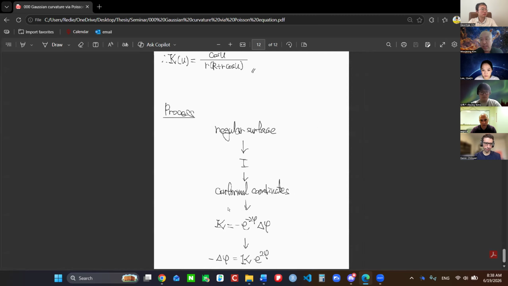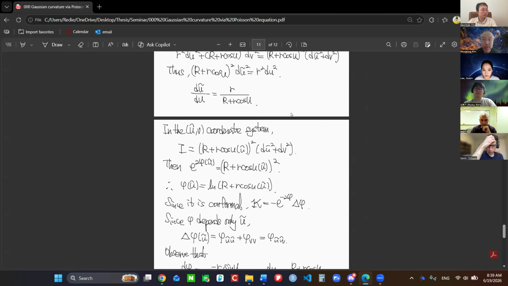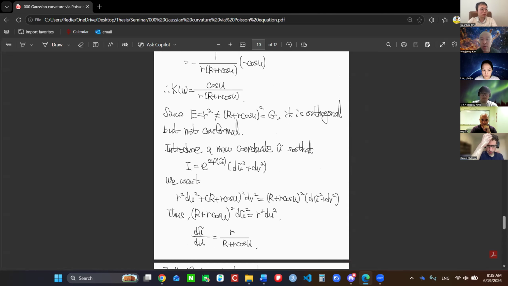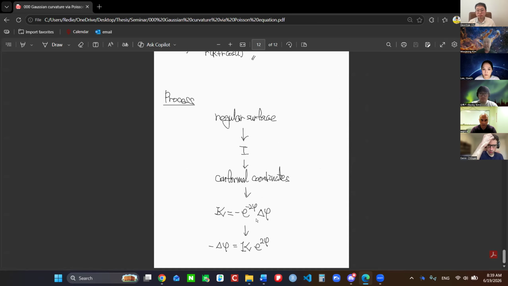To summarize this whole process: if you have a regular surface, we find the first fundamental form and the metric, and check whether the coordinates are conformal or not. If it is conformal, then you can use this one. If not, we can introduce a new coordinate variable like this. So this is it for today, and thank you for your time.